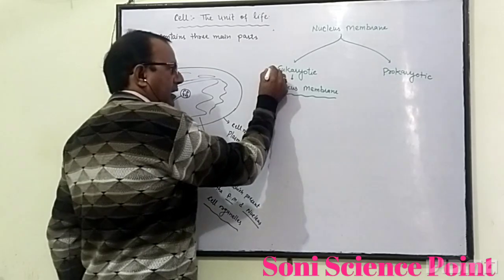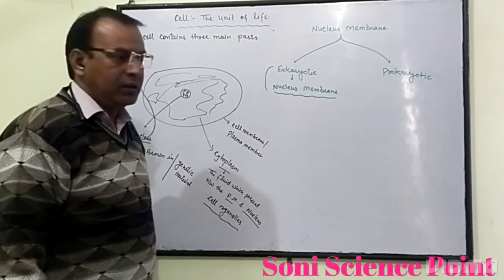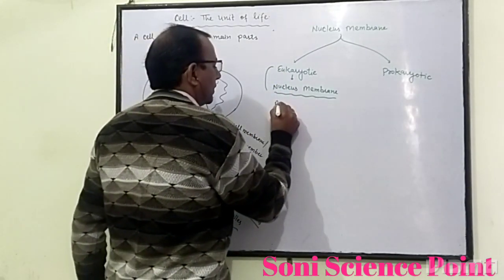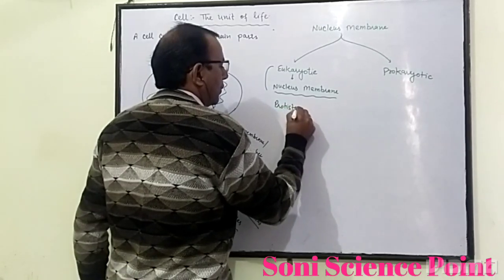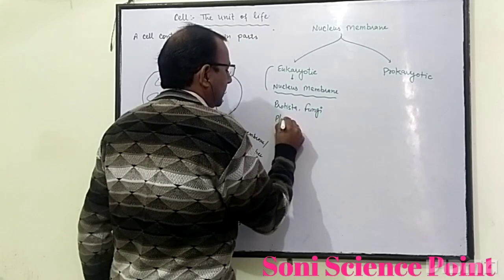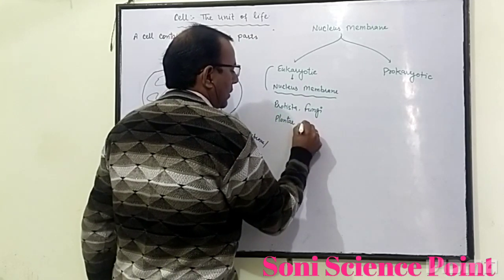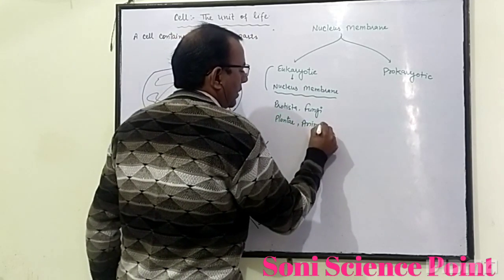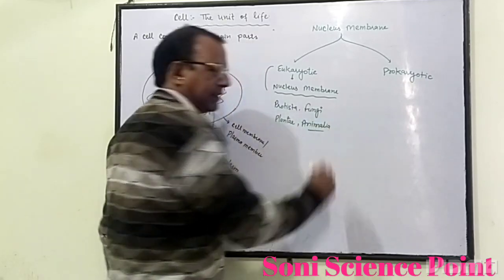Those organisms are called eukaryotic, such as protist, fungi, plantae and animalia. These all are eukaryotic organisms.